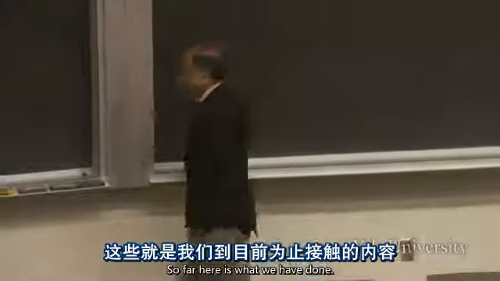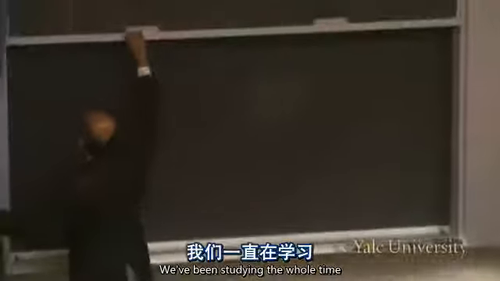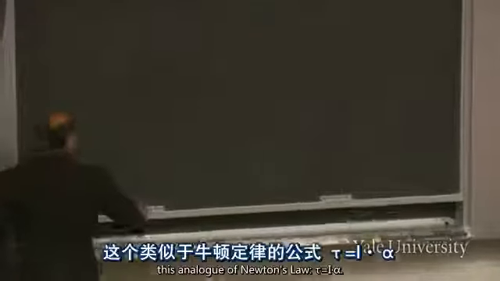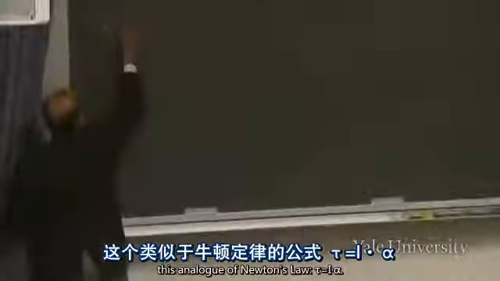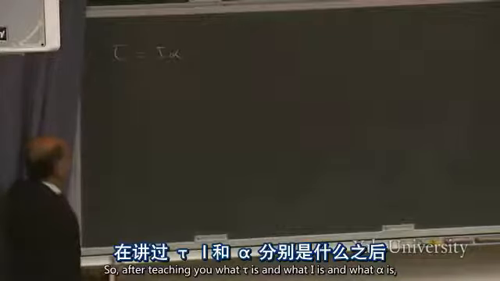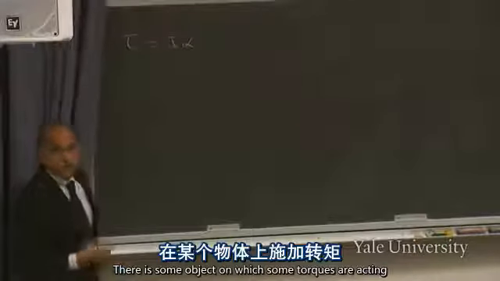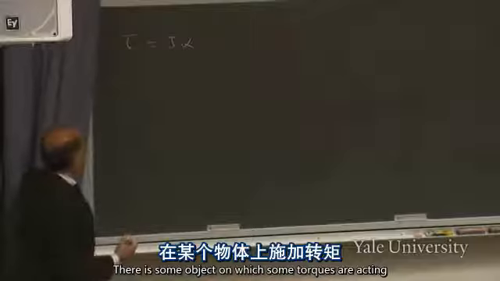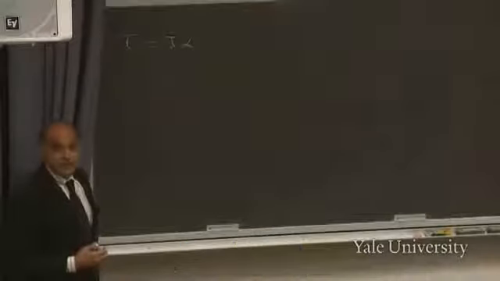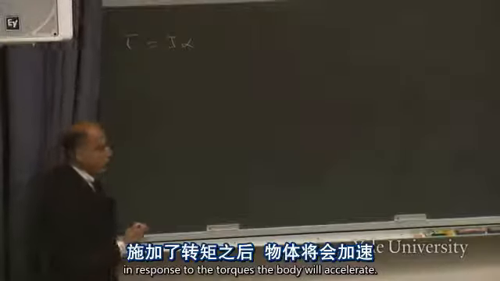So far, here's what we have done. We've been studying the whole time this analog of Newton's law, tau equals I alpha. After teaching you what tau is and what I is and what alpha is, in the early days I concentrated on problems where tau is not zero. That is some object on which some torques are acting, and in response to the torques, the body will accelerate.